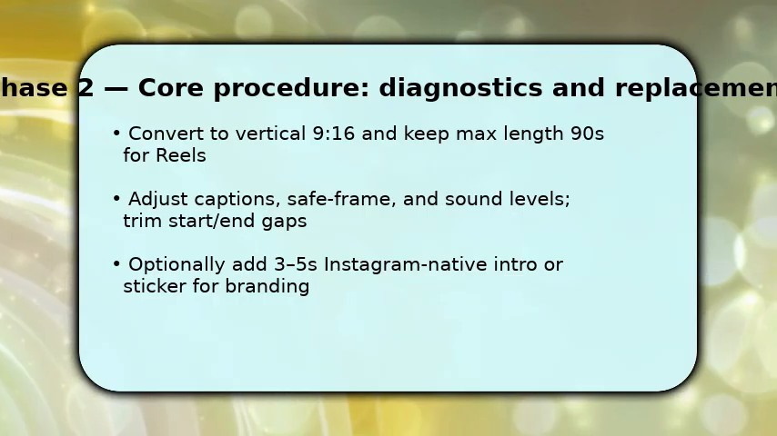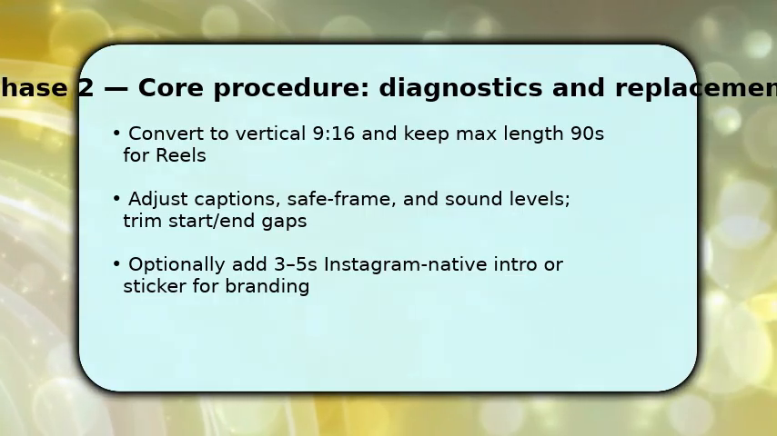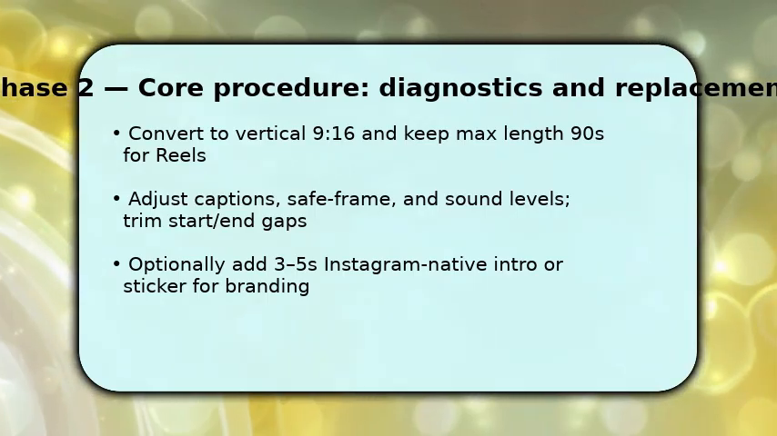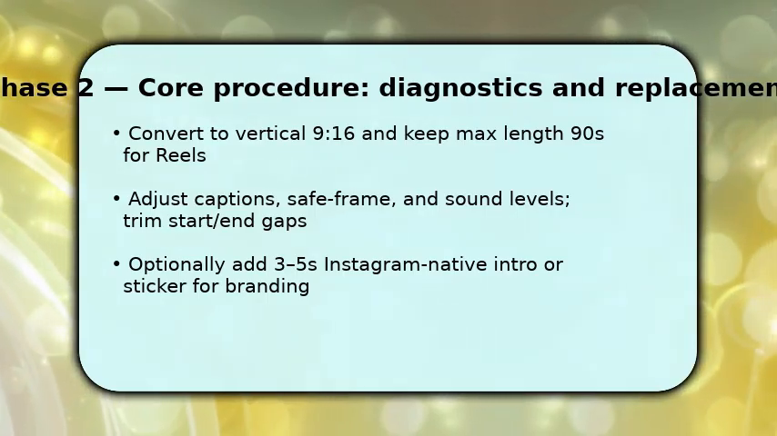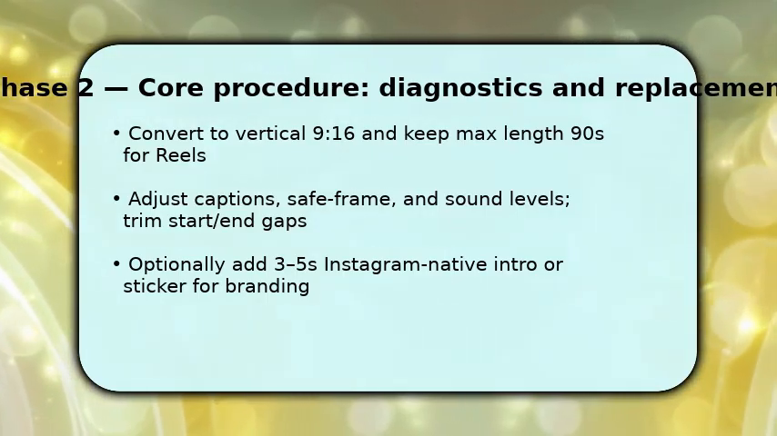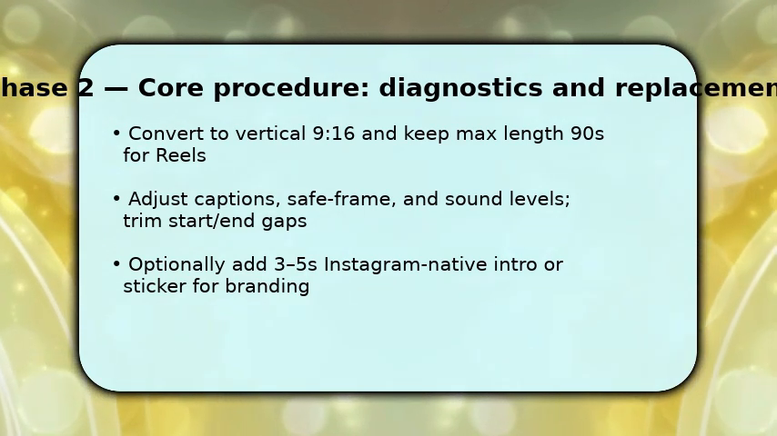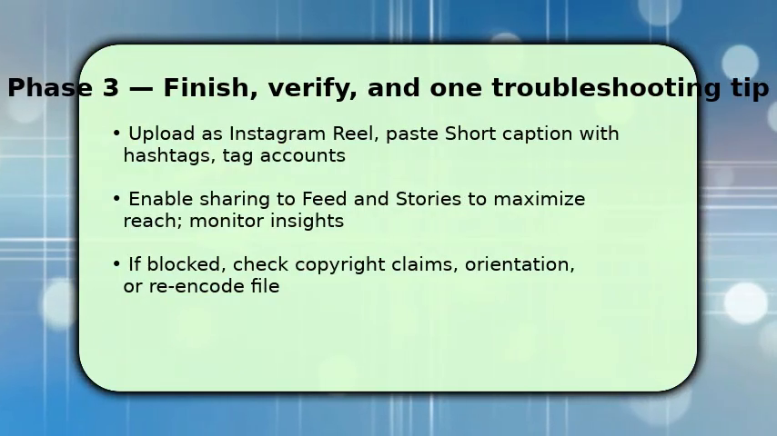Make sure the final clip is under 90 seconds for Reels. Trim silent tails and normalize volume so Instagram's compression doesn't squash loud peaks. If you want, add a short native intro or branding sticker so viewers recognize it as your content. Save the final. Now you upload the edited file as a reel.